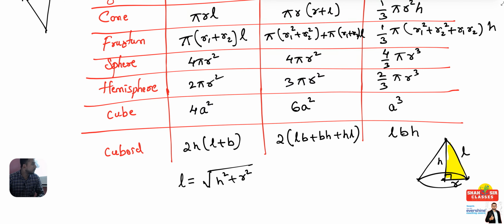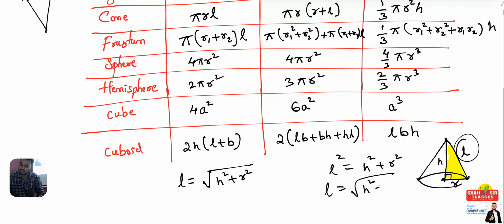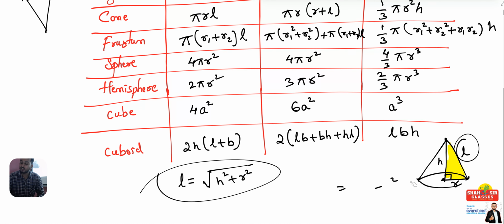According to the Pythagoras statement, in a right angle triangle, the square on the hypotenuse is equal to the sum of the squares on the other two sides. So what is the hypotenuse here? L. Hypotenuse is L. L square is equal to h square plus r square, isn't it? But I want only L. So what you should do? L equals, square comes this side, square root of h square plus r square. That is what I have written here. Just we have applied the Pythagoras statement, nothing else. Any doubts? Understood? How did we get this formula?